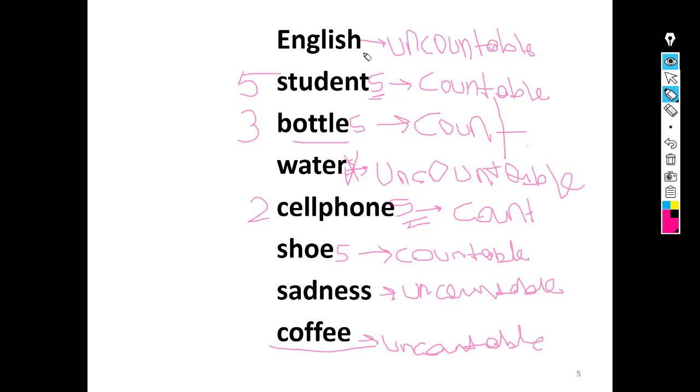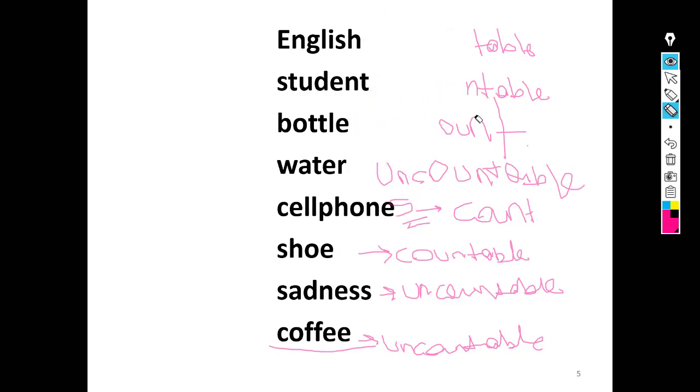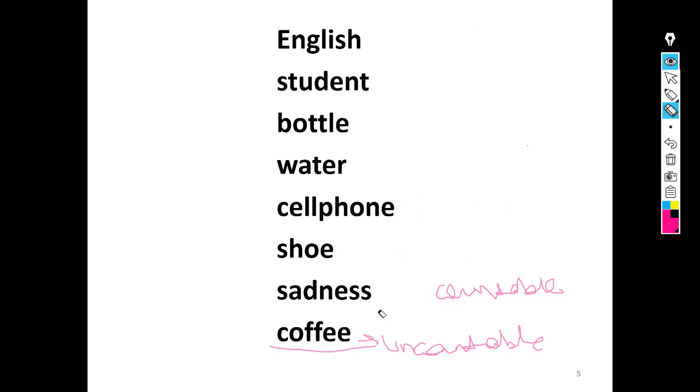That's it. English, we cannot count. Water, we cannot count. Sadness, our feelings, yes, uncountable nouns. And coffee, we cannot count coffee. And students, bottle, cell phone, shoe, we can count all these nouns. Students, we can count. Bottle, we can count. Cell phone, we can count. And then shoe, we can count. Good. I think you can understand. Okay, I'm going to clean all the page for you because on the next page we have got another example.